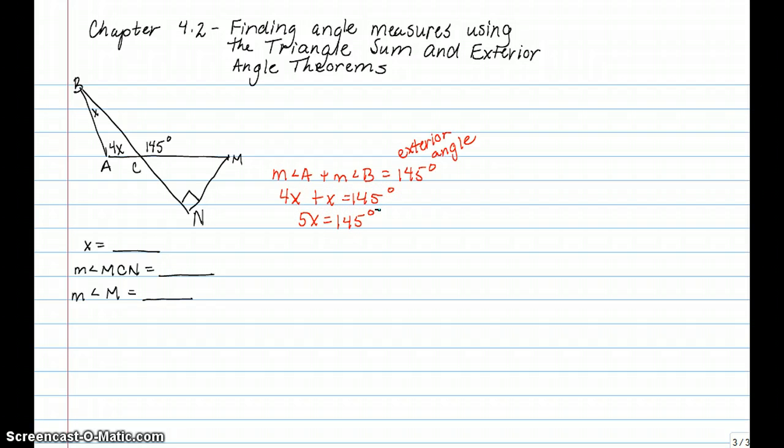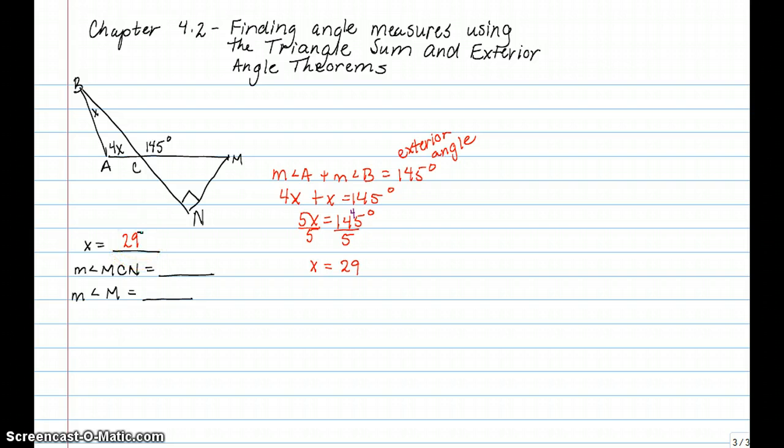Then we're going to use the division property of equality to make an equivalent algebra equation. So we're going to divide both sides by 5. And you don't need a calculator for this: 5 goes into 14 2 times. 5 times 2 is 10. Difference between 14 and 10 is 4. We're going to put that little tiny 4 right there. And then you have 45, and then 5 goes into 45 9 times. So x equals 29 degrees.